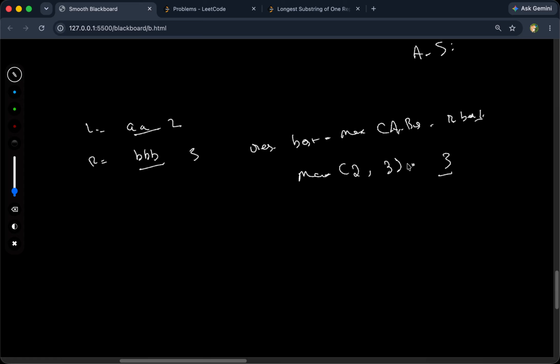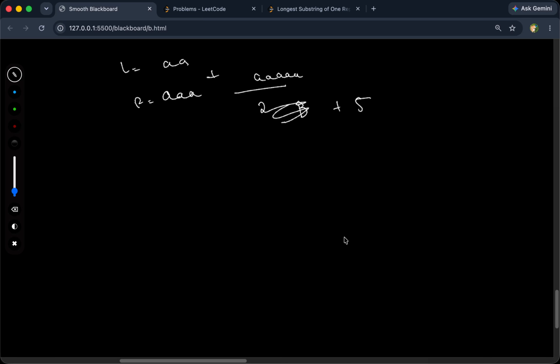But there is one more possibility. What if the longest group crosses the middle? For example, left is equal to A and right is equal to A. If we combine them, it looks like A. So left suffix is 2 and right prefix is 3. If we combine them, 3 plus 2 is 5.